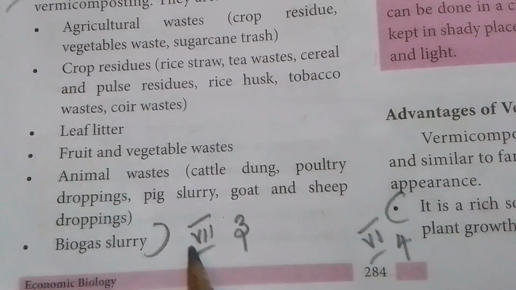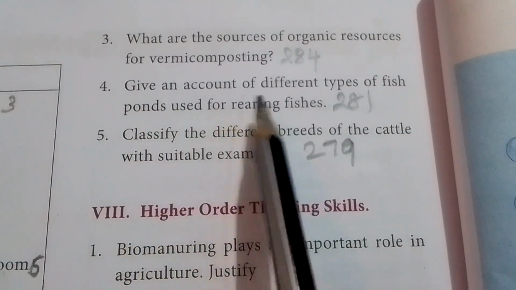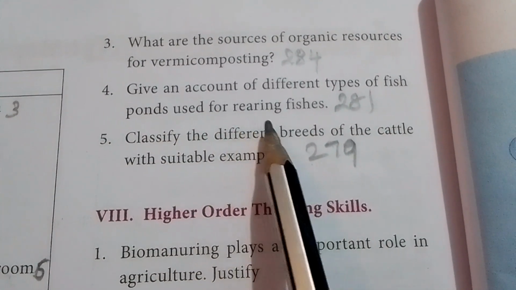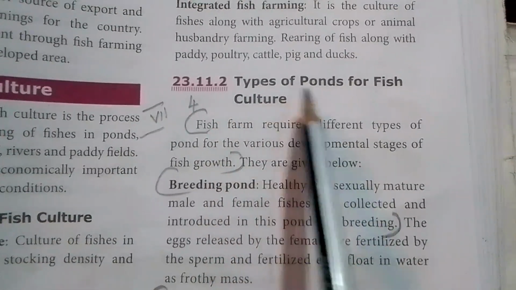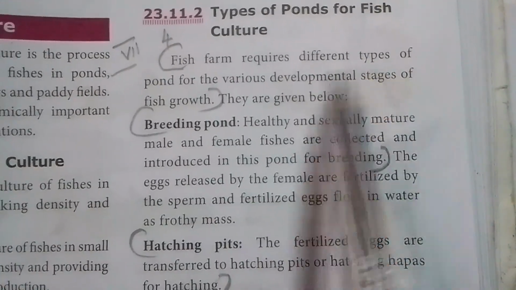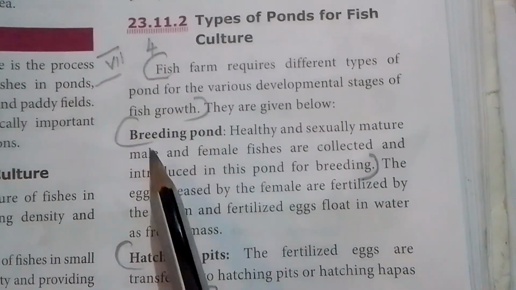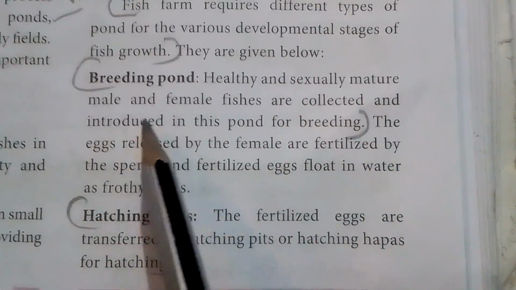Fourth one, give an account of different types of fish ponds used for rearing fishes. Take page number 281. Types of ponds for fish culture. Fish farm requires different types of ponds for the various developmental stages of fish growth. Breeding pond. Healthy and sexually mature male and female fishes are collected and introduced in the pond for breeding.